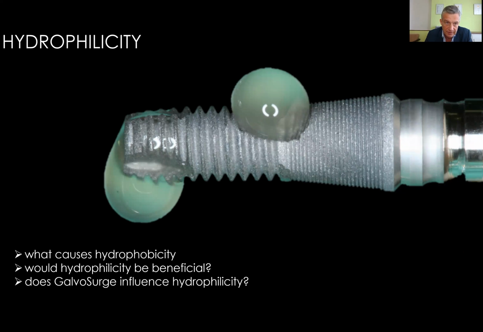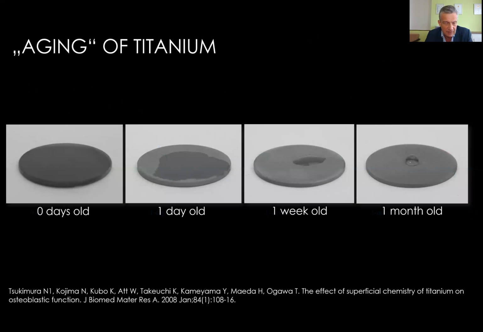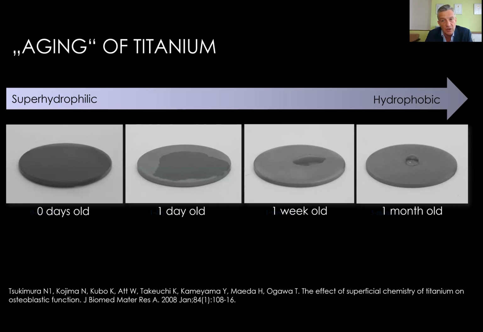Now, another story, hydrophilicity. We see that if we take a new implant and place it in the mouth, we recognize that the blood doesn't spread on the implant, it's hydrophobic. But initially, freshly prepared titanium is super hydrophilic. You see a sample of a titanium plate, a sandblasted and etched surface. Ogawa was the one who initiated the study. On the first day, we have a super hydrophilic surface, which changes over time to a super hydrophobic surface. So after 1 month, the super hydrophilic surface changed.